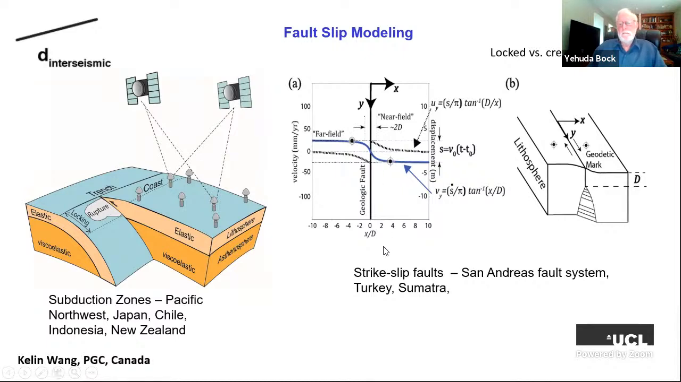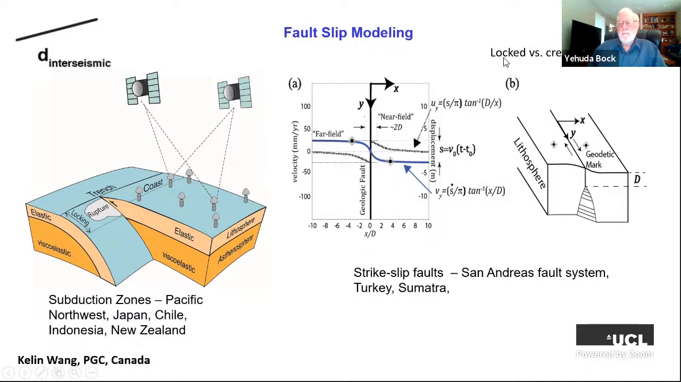And here I'm showing a more strike slip environment, and this is from above. So if you're looking down at the fault, you say you have a fault here, you have GPS, GNSS. I'm always using GPS. That's historically what I've been using. You have a lot of these GNSS stations on the surface.